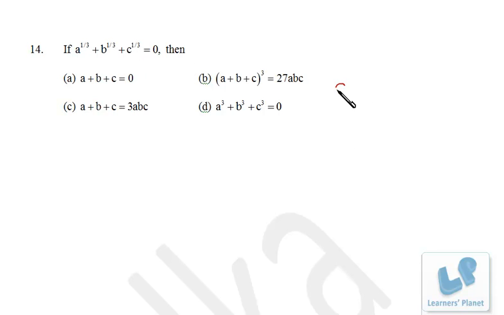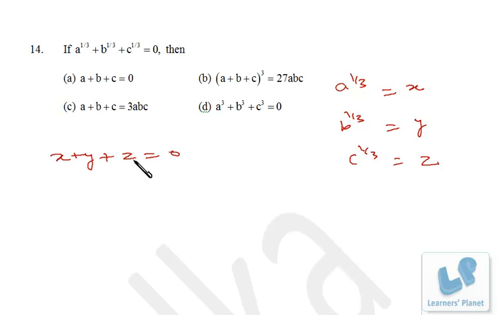Now what I do is A cube root I assume to be X, B cube root I assume to be Y, and C cube root I assume to be Z. That means precisely X plus Y plus Z is 0, right? That means X cube plus Y cube plus Z cube will be equal to 3XYZ, right?